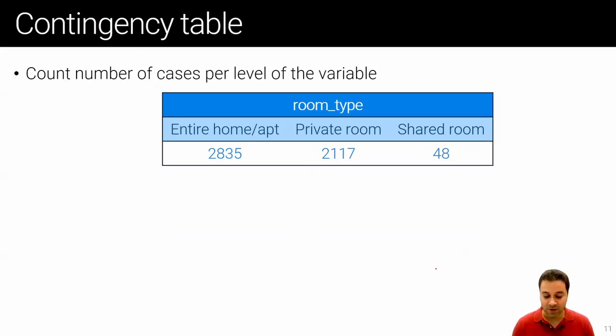So in the case of one categorical variable, what we are very often interested in is a contingency table. Essentially, this is telling us how many observations we have for each of the categories or each of the classes. So in the case of the room type, what we have here is 2,800 entire homes, 2,100 private rooms, and 48 shared rooms. So essentially, just describing the numbers.